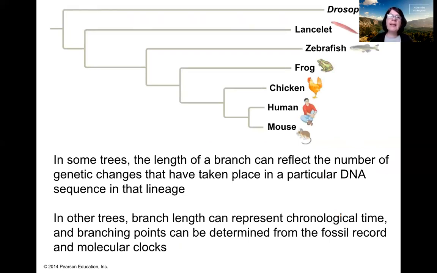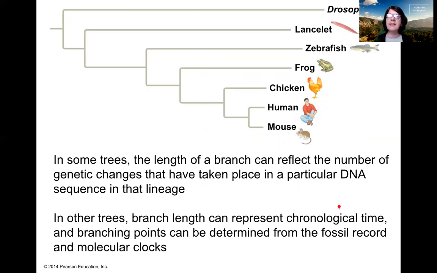So how do we add time to a tree? Well, the length of branches does reflect time, but in the first case that I'm showing you here, the length of the branch reflects the number of genetic changes that have taken place in a particular DNA sequence. But that relies on the following concept. The more changes that have accumulated in a DNA, the more time has passed, evolutionary time, because changes in our DNA, mutations in our DNA occur at a predictable rate. So the more changes, the more time has passed.